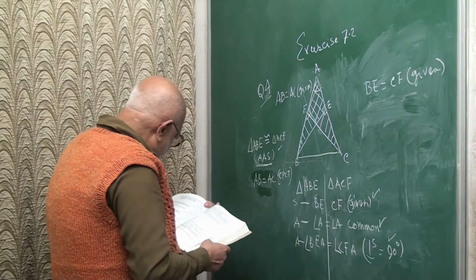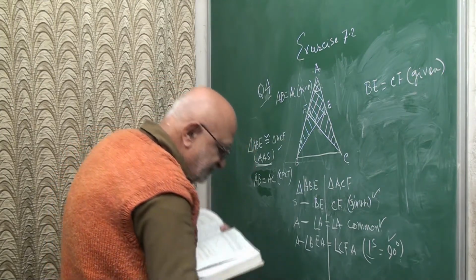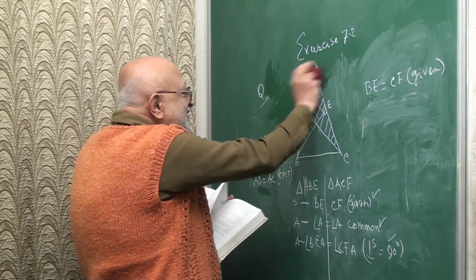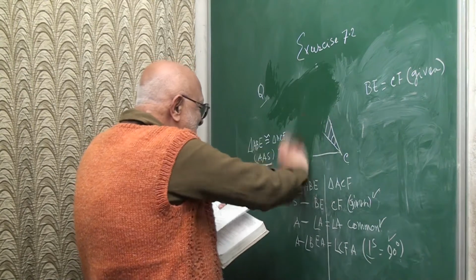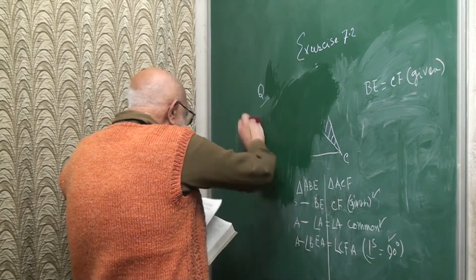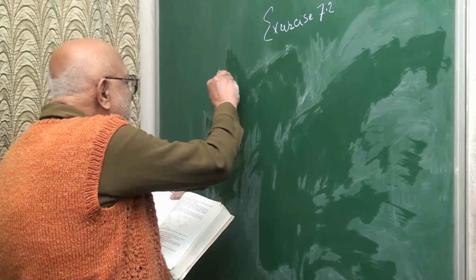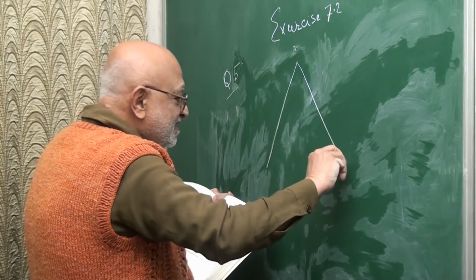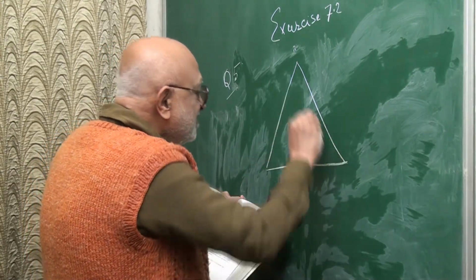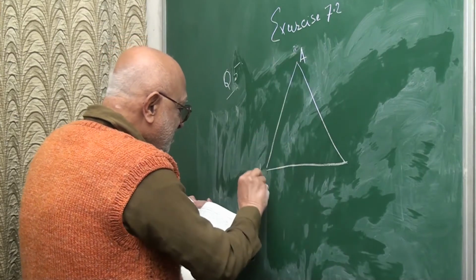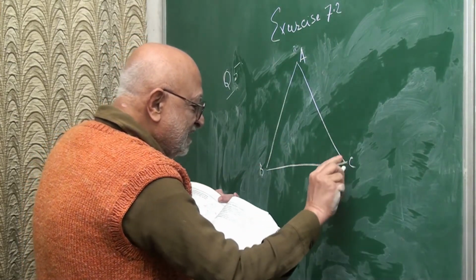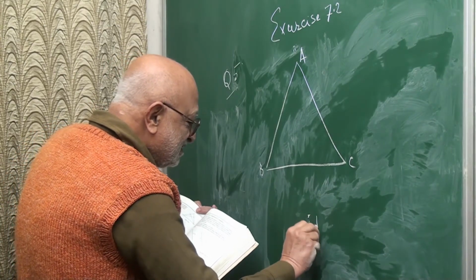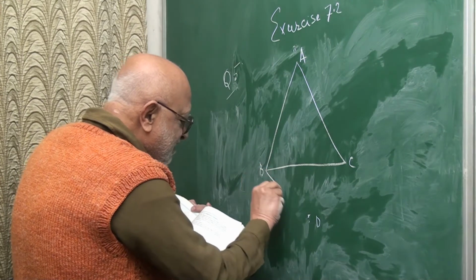Now let's go to question number 5. Question number 5. It says ABC, and there is a point D here, and you join them together.